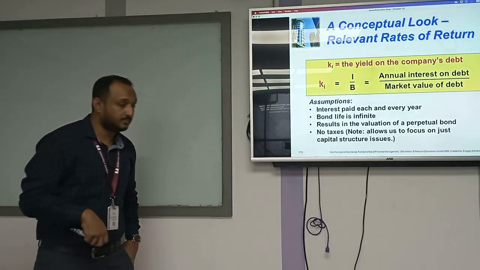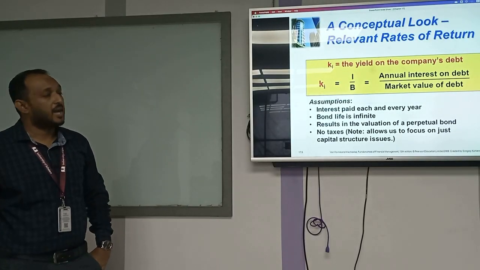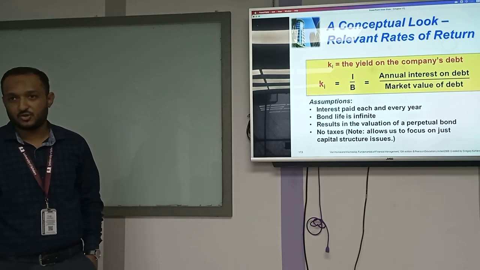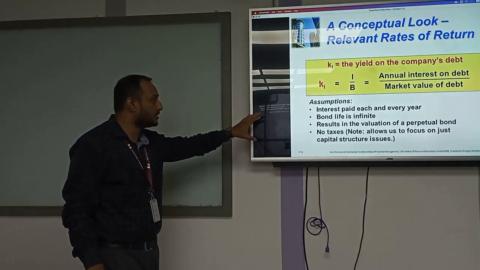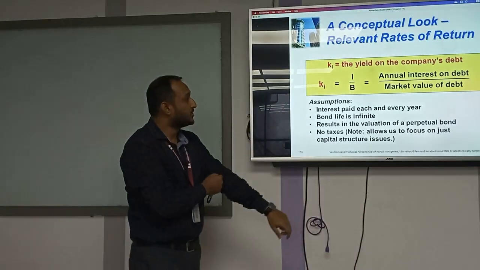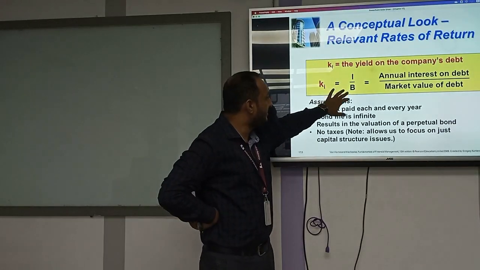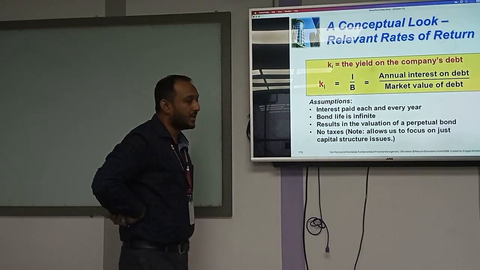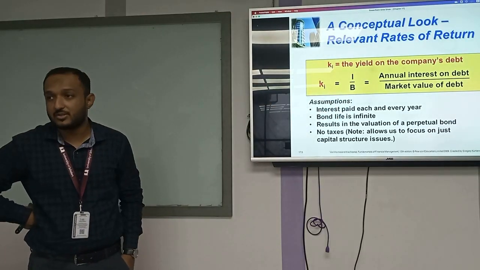KI is equal to interest, the annual interest cost of debt. We denote this cost of debt as KI, the yield on the company's debt. So the formula is I divided by B. What does I mean? I is the annual interest on the debt.